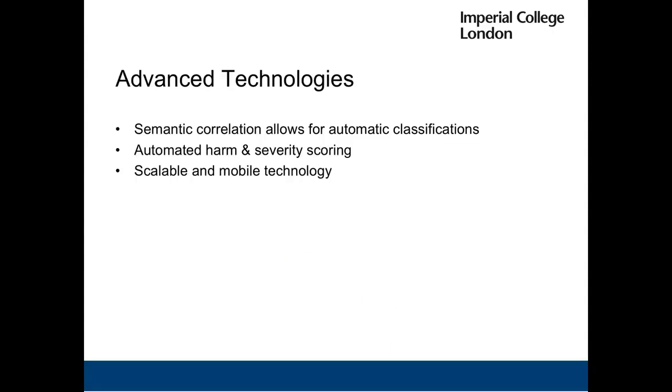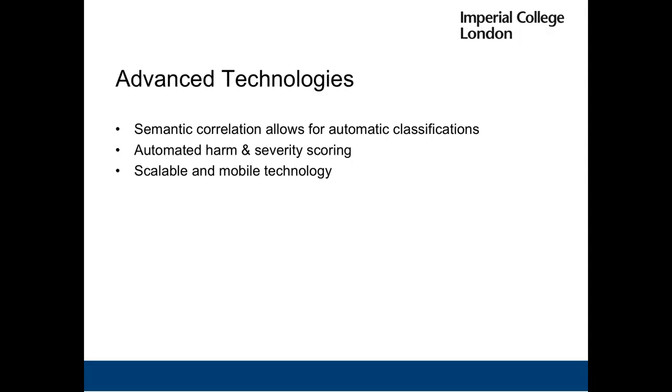Some more advanced technologies that have been integrated into this system include things such as semantic correlation, which allows us to look at related incidents by language patterns rather than just taxonomy level classifications. We have also leveraged automation for the degree of harm based on classifiers, which allows us to give an independent yet repeatable view of harm.